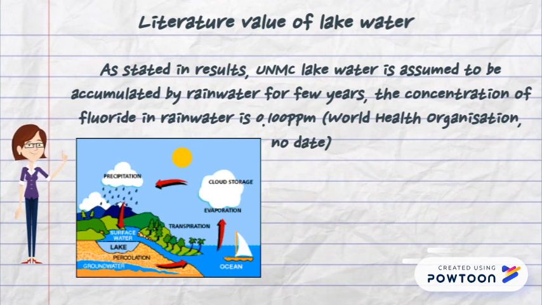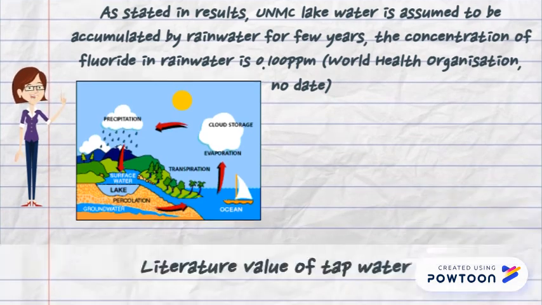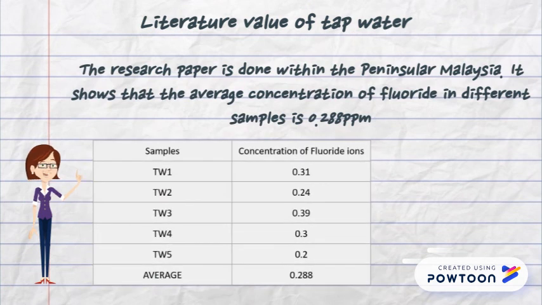As mentioned in the results part, the literature value of the fluoride reading for lake water is 0.1 ppm, and the figure shows the water cycle where rainwater will accumulate in the lake. Within Peninsula Malaysia, the studies show that the average concentration of fluoride ions in tap water from different areas is 0.288 ppm.